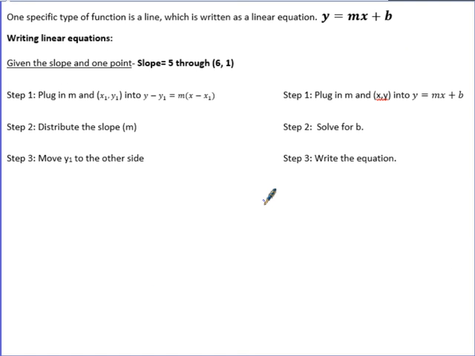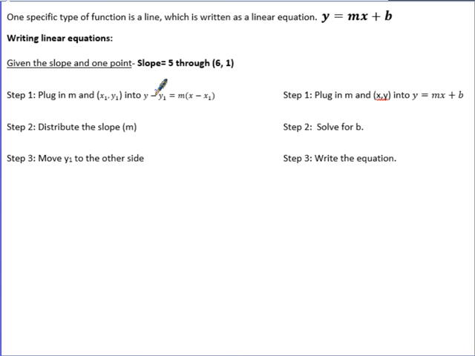All right, now we're going to talk about how to write the equation of a line, which should be a familiar phrase to you by now. You did this in Algebra 1, and we're going to review it again. I'm going to show you 2 different ways, and you get to choose the one that makes the most sense to you.